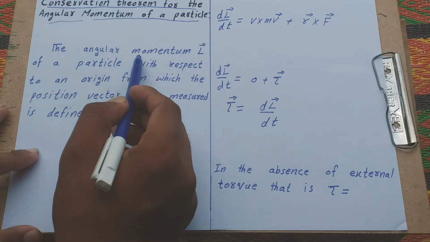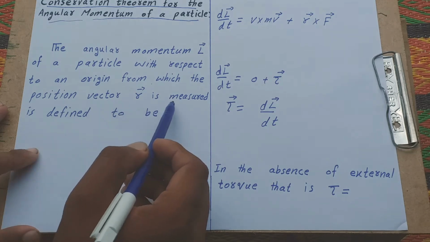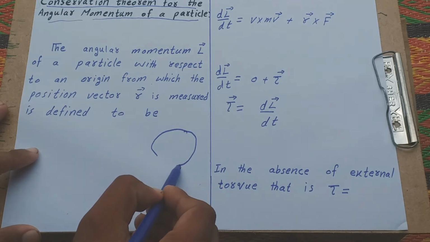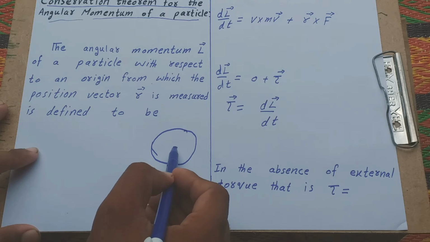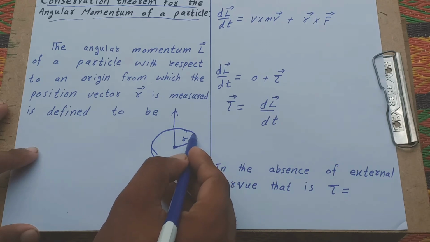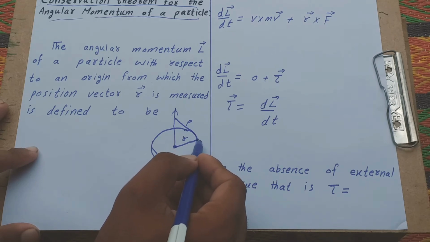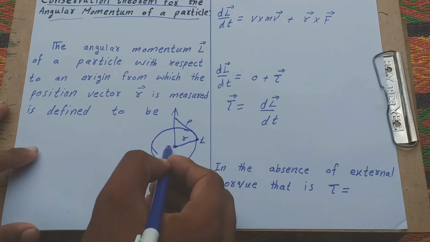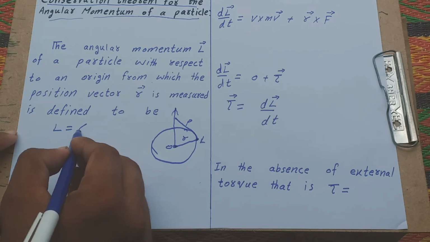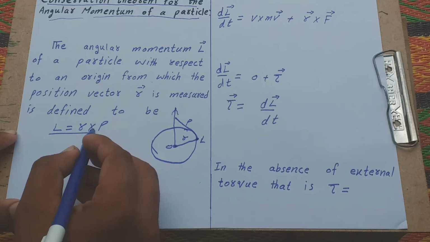First, to understand the angular momentum L of a particle with respect to an origin from which the position vector r is measured. For example, this is the origin in a circle, this is the normal upward, and this is the position vector r. The position and momentum meeting at a point is known as angular momentum. L is equal to r cross p, and this is known as angular momentum.